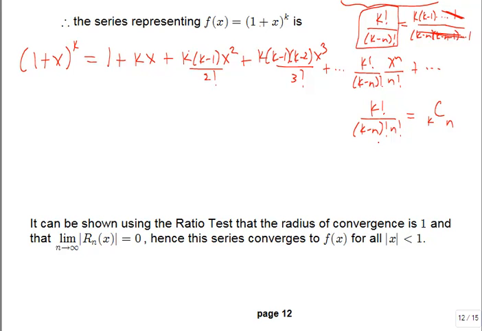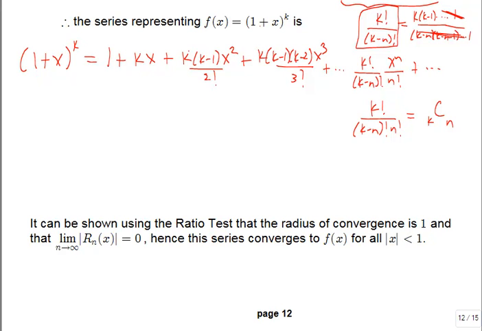All right, so it can be shown using the ratio test that the radius of convergence of this series is 1, and that the limit of that remainder does go to 0. So this series does converge to (1 plus x) to the k for all x's less than 1 in absolute value. So we can use this infinite series here to represent (1 plus x) to the k.